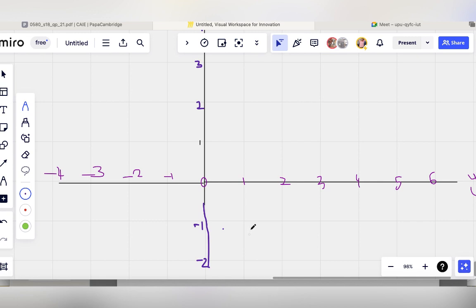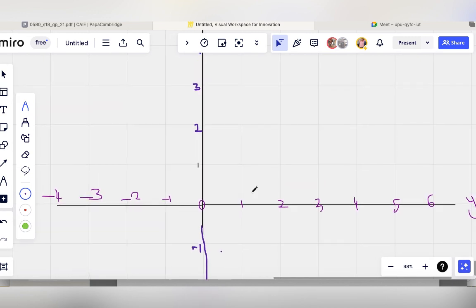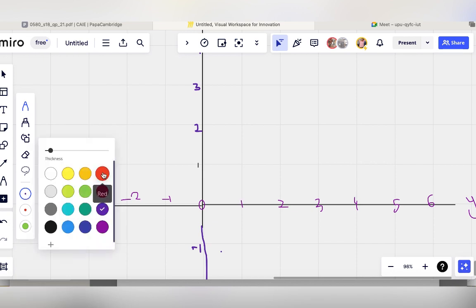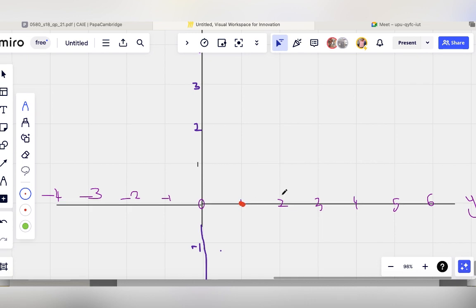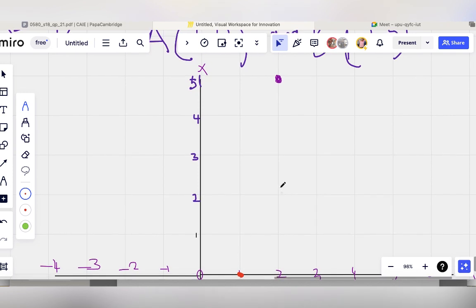Okay. Point A is 1,0, right? 1 for x axis, 0 for y axis. So we put the point here. 1,0 is this place where 1 is. That's where point A is. Point B is 2,5. 2 trace it to 5. Okay, already here. 2 to 5.